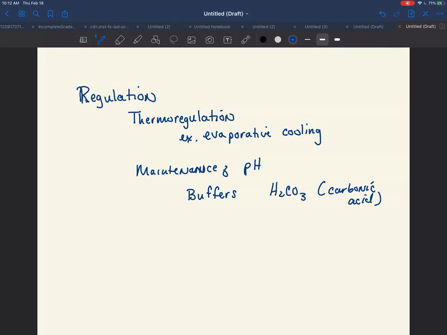But what buffers do is they help to maintain a constant pH. So if for some reason your blood pH becomes too acidic and there's too many hydrogen ions, the buffers can actually remove those hydrogen ions from solution. And then if your blood becomes too basic, it can do the same thing. So that maintenance of pH is an important homeostatic mechanism of the blood. We could also talk about maintaining proper fluid balance.